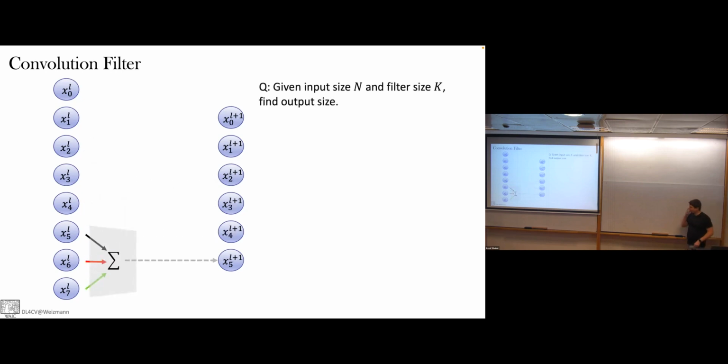Okay. Here's a question. Let's say we have the input size n, and the filter size is k. So in this example, it's 8 and 3. Okay. So let's say we have n and k. What is going to be the output size?